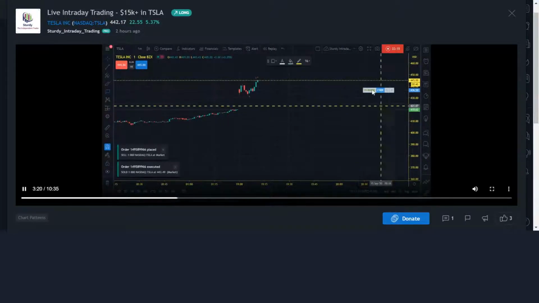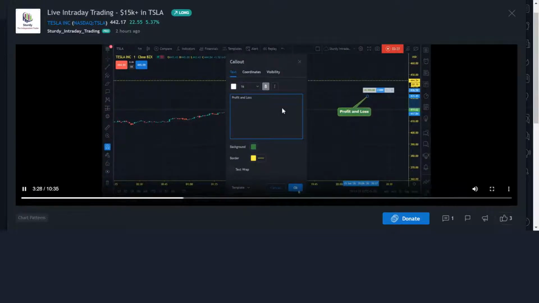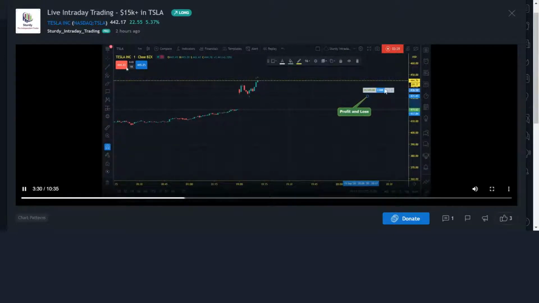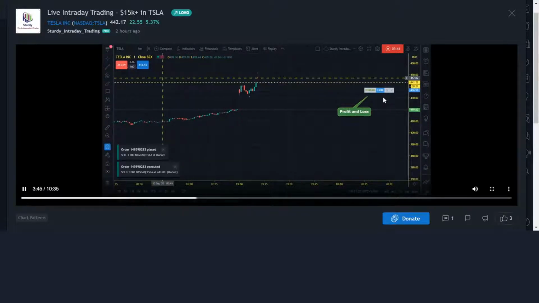Took my partial of 1,000 shares. As you can see, I am writing profit, this is profit and loss. It's showing the profit and loss of my trade. Getting ready to cover some more shares. If you see here, it hit 445 and then it started reversing back from there. I've covered 1,000 more shares and just 1,000 shares are left out of 4,000.